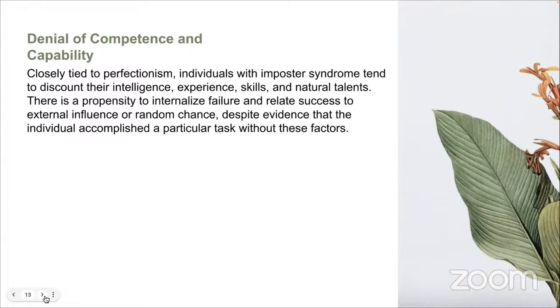Usually, individuals with imposter syndrome tend to deny their competence and capabilities. So, closely tied to perfectionism, individuals with imposter syndrome tend to discount their intelligence, experiences, skills, and natural talents. There's a propensity to internalize failure and relate success to external influence, such as, I just got this by chance, I just got this by luck, despite evidence that the individual accomplished a particular task without these factors.